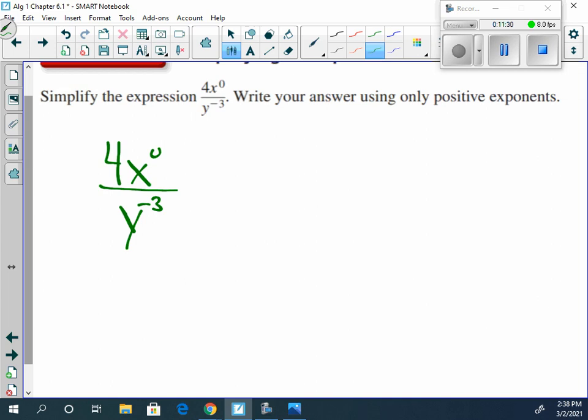Move it up. And if I move it up, we'll have 4x to the 0, y to the 3rd. So we move it up, and the exponent became positive. Do we have anything left in the denominator? Well, not besides 1, right? So we don't have to put anything there. Is there anything else I can do?